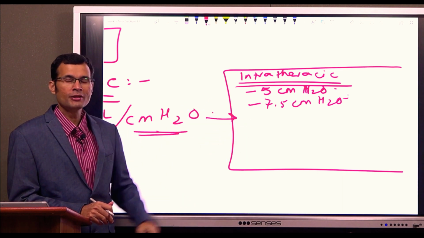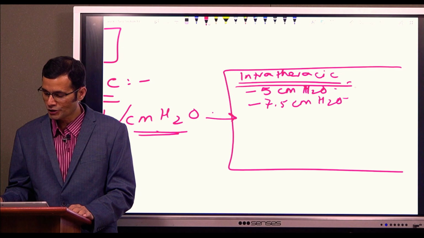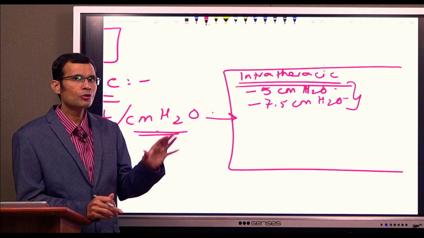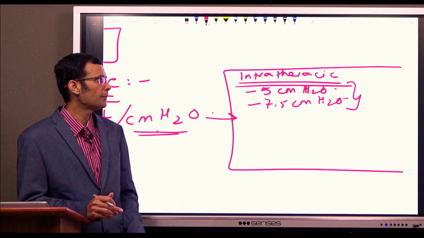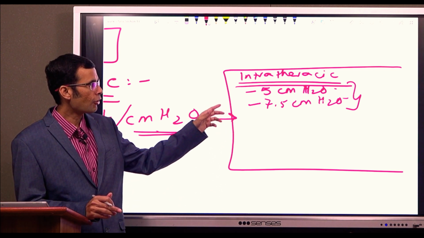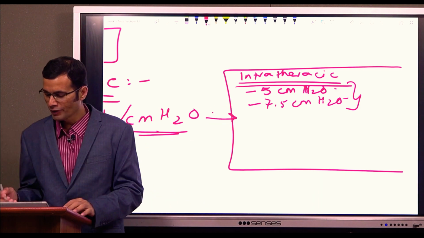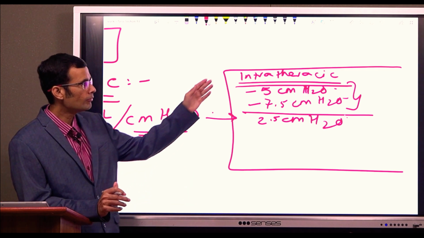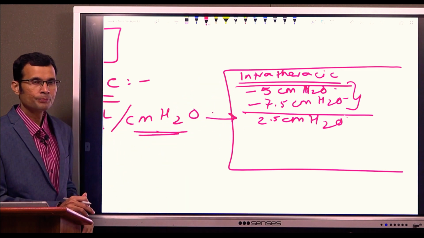During inspiration, and I am talking about quiet inspiration, quiet breathing, the pressure around the lungs changed from minus 5 to minus 7.5, which means a total pressure change of 2.5 centimeters of water, from minus 5 to minus 7.5.